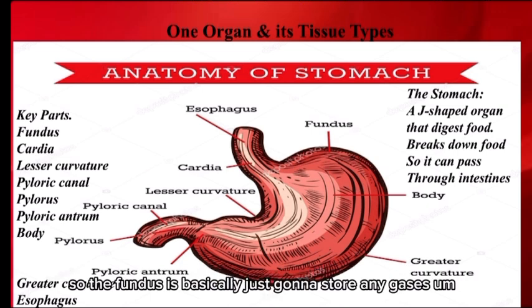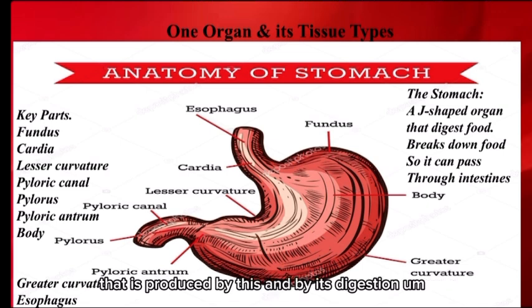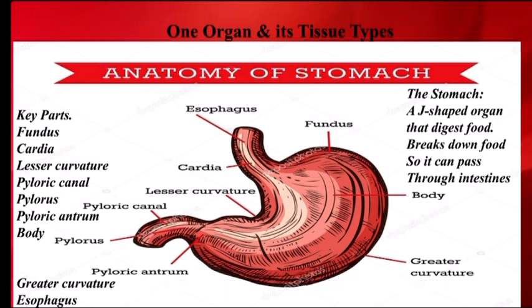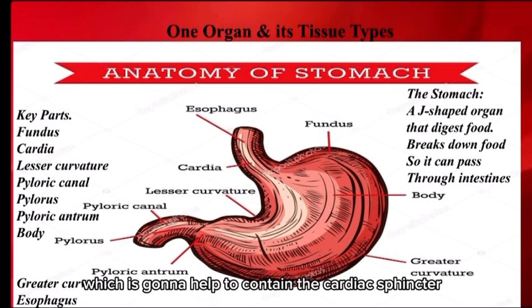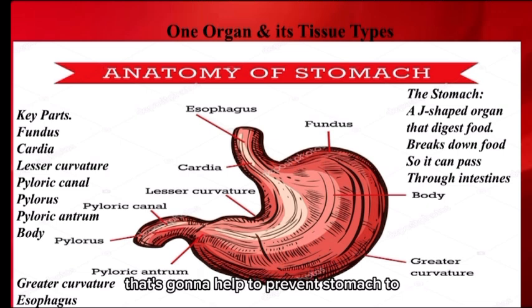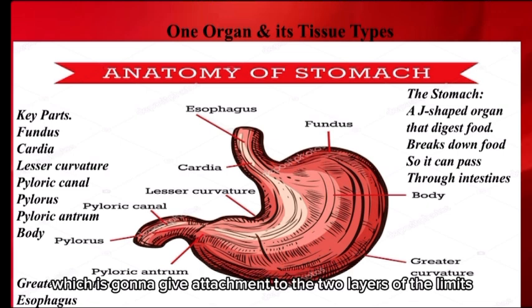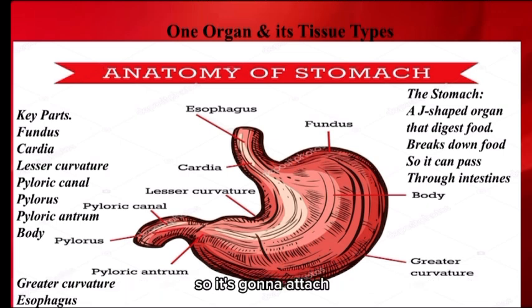So the fundus is basically just gonna store any gases that are produced by its digestion. So this is just basically containing the gases. Next, we have the cardia, which is going to help to contain the cardiac sphincter, which is like a thin ring of muscle that's going to help to prevent the stomach contents from going back up into the esophagus. Next, we have the lesser curvature, which is going to give attachment to the two layers of the ligaments. So they're going to attach.